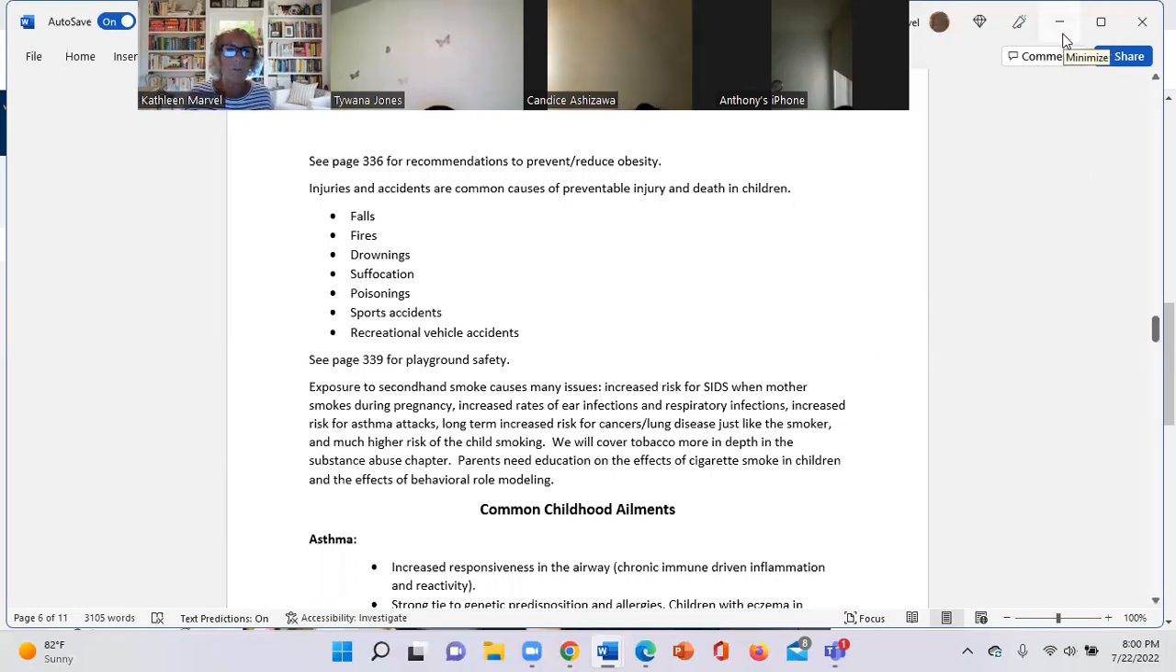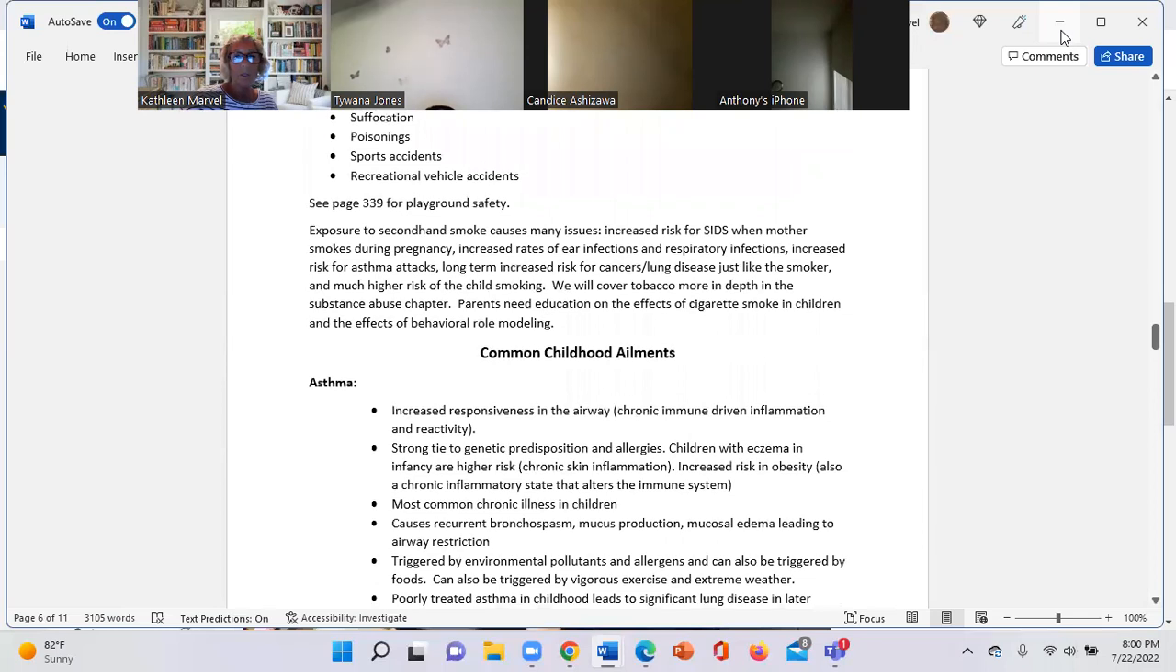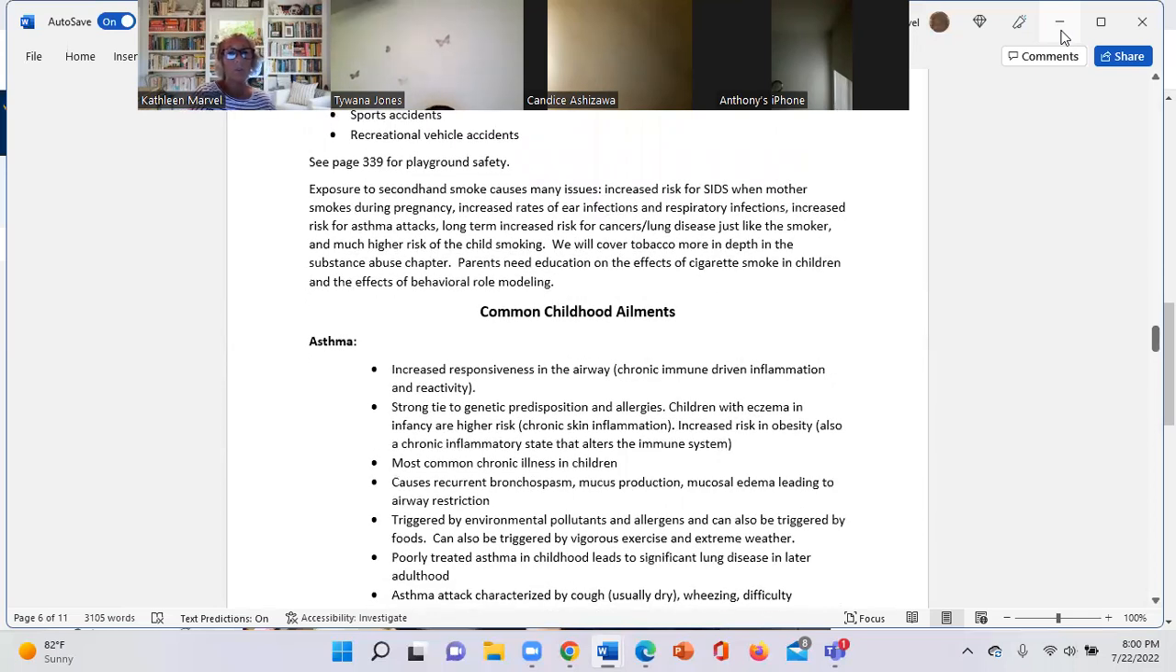And then the other part of behavioral assessment is injuries and accidents, the common causes of preventable injuries and death in kids. Preventable: falls, fires, drownings, suffocation, poisonings, sports accidents, RV accidents. And then the last part of the behavioral is exposure to secondhand smoke, and what the risks of that are.